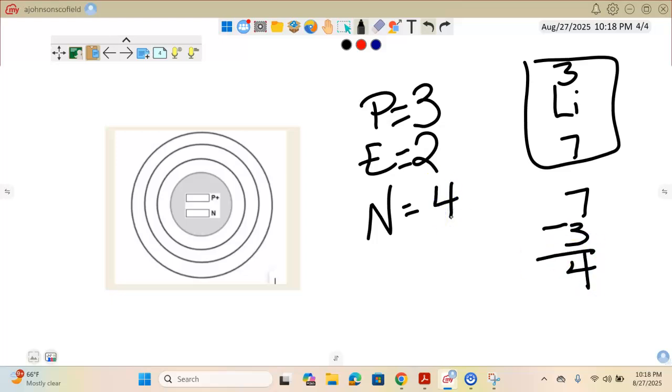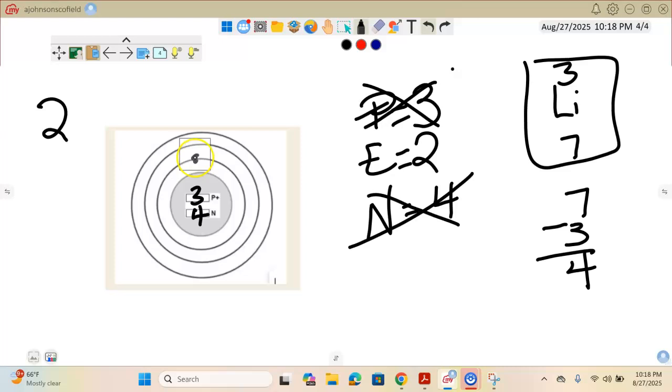So to draw this, I would do 3 protons, which I'm going to put in here, okay? I would do 4 neutrons, which I'm going to put in here. Now I have 2 electrons to place. How many can fit on the first level? Well, 2. And so this would be what it looks like. So in a model that I build for a +1 ion of lithium, which would be written like this, lithium +1 or 1+, I would have 2 electrons, 3 protons, and 4 neutrons.